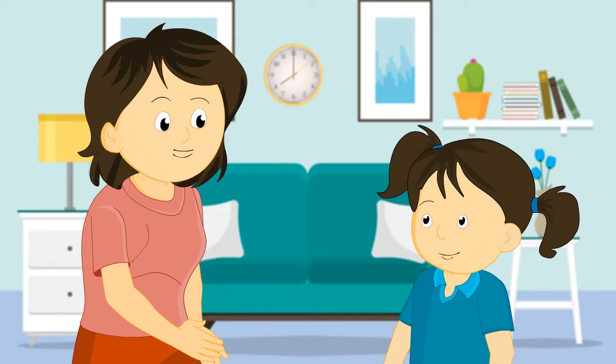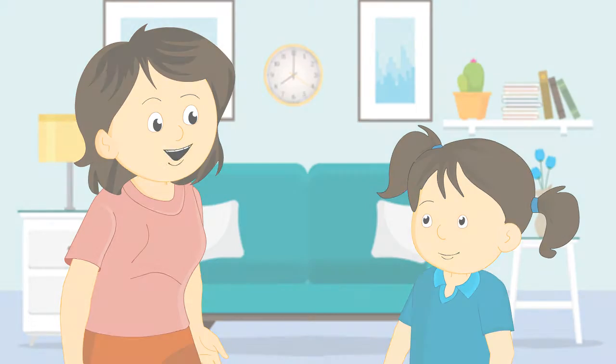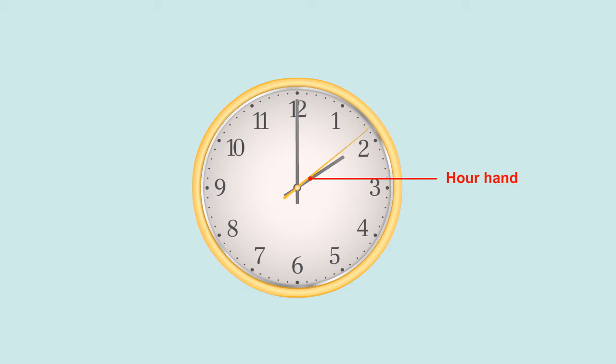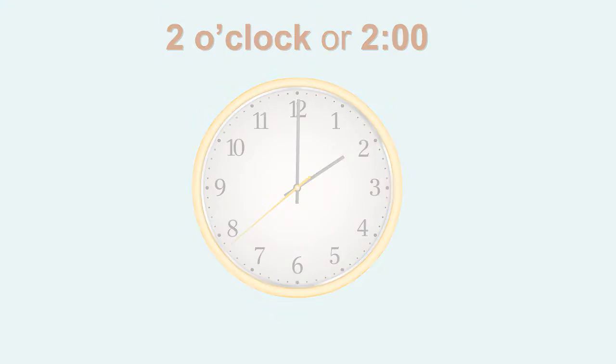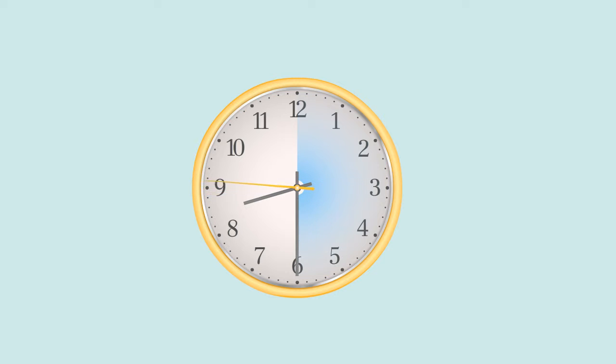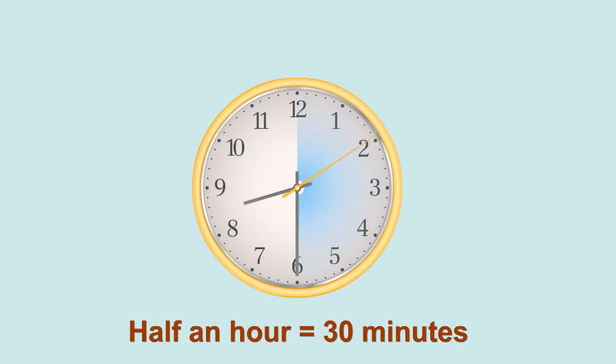Now you know how to read the time. Sarah, look at the clock on the right. The hour hand is at 2 and the minute hand is at 12. The time is 2 o'clock. Yes, sister. Now, when the minute hand moves from 12 to 6, it means half an hour has passed. Therefore, half an hour is equal to 30 minutes.